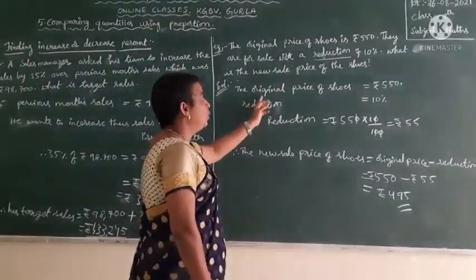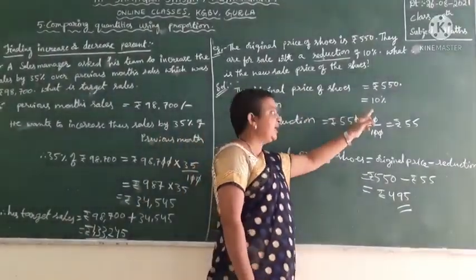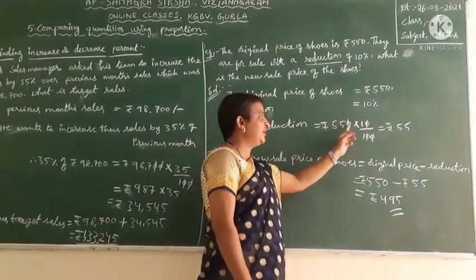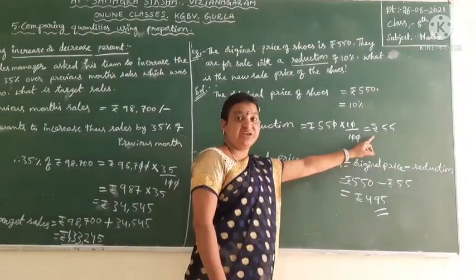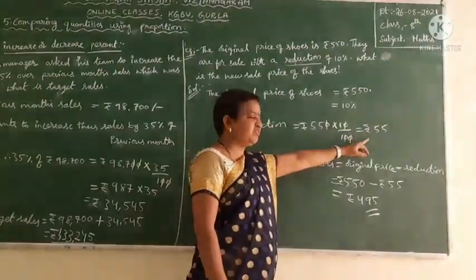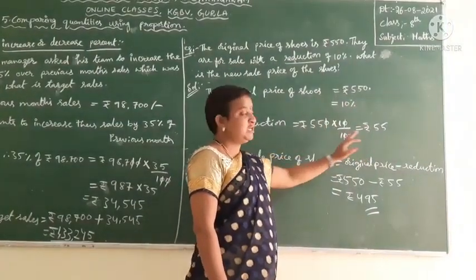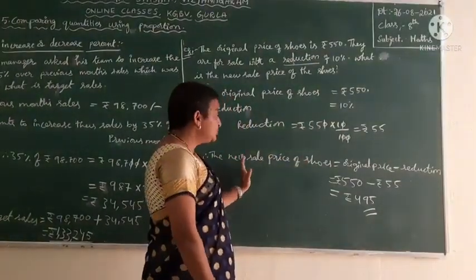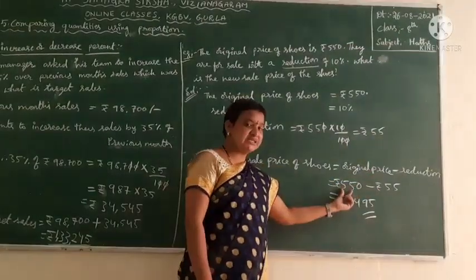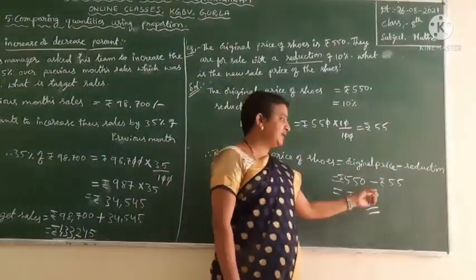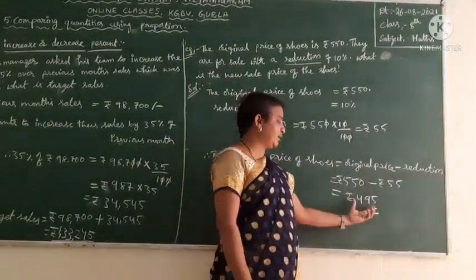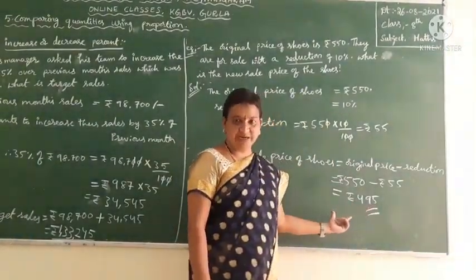So the original price is 550. Reduction is 10%. If we find the reduction from 550, we get rupees 55 as the reduction. So the shopkeeper decreases rupees 55 from the original price. So the new sale price is original price minus reduction: original price rupees 550 minus reduction rupees 55. So the new sale price is rupees 495.